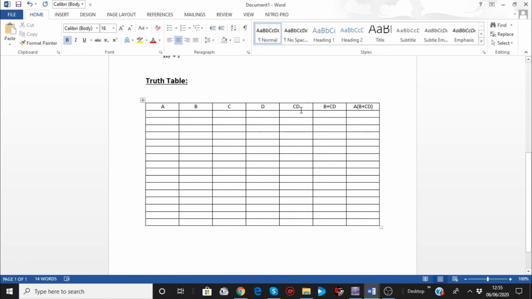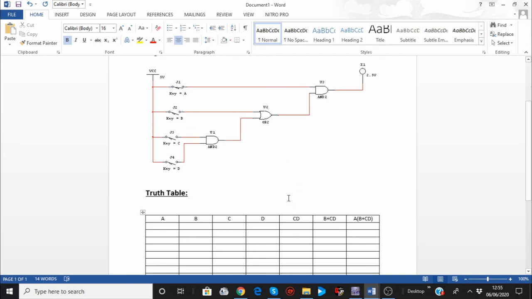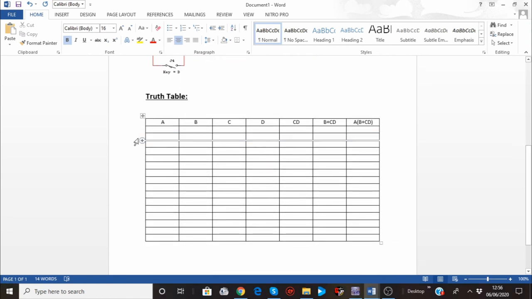D. But in between, we have these two outputs as well, which I've named this one C and D, which is what it is, and this one is B or C and D, which gives you this output. So to write that now, you start with these names and inputs and outputs, and then you have 16 rows because you have 2 to the power of 4 inputs.